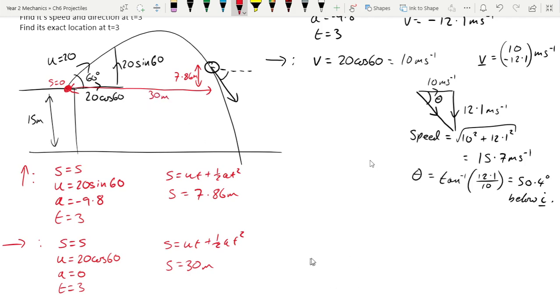Okay, so we could describe its location or its displacement maybe as a vector or as a coordinate. So it's 30 meters across and then 7.86 above where it started. So I'm going to write here from the start point. You might wish to describe it instead as from down here perhaps, in which case the 30 would still be accurate, but the 7.86 would now be 15 plus 7.86, just depends where you're measuring from.